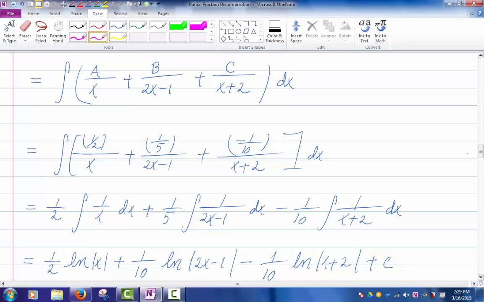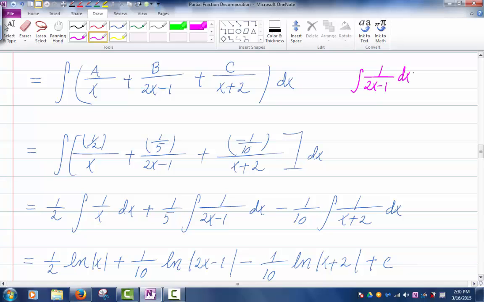Now, what's the integral of 1 over x? ln of absolute value of x. What's the integral here? It's going to be ln of absolute value of x plus 2, right? I'm going to show you a little bit in detail what's the integral in the middle. The integral in the middle is 1 over 2x minus 1 dx.